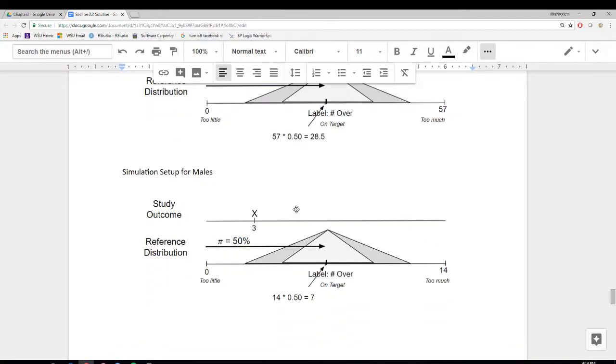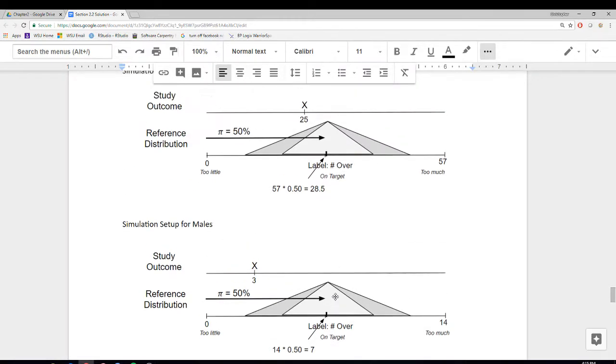On the other hand, males should have been taking in about 7. So I should have had about 7 males that were over and about 7 males that were under. There's only 14 males in this study, and I only saw 3. So 3 is a little further away from the expected than the one up above.